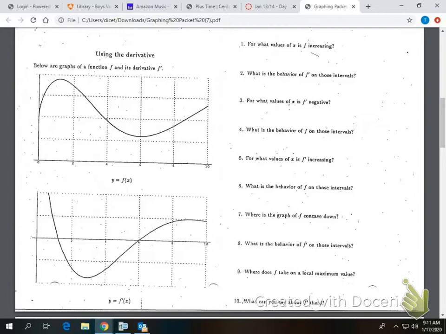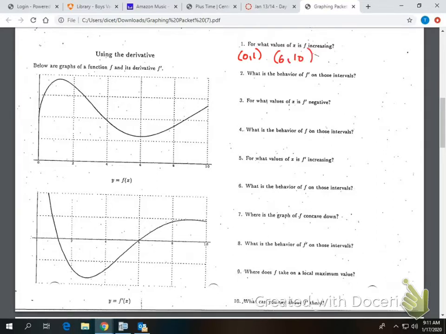So for what values of x is F increasing? We're going to list the intervals where F is increasing. So it's increasing from where? 0 to 1. Let's write that in. From 0 to 1. Where else is F increasing? From 6 to where? 6 to 10. Okay, from 6 to 10.